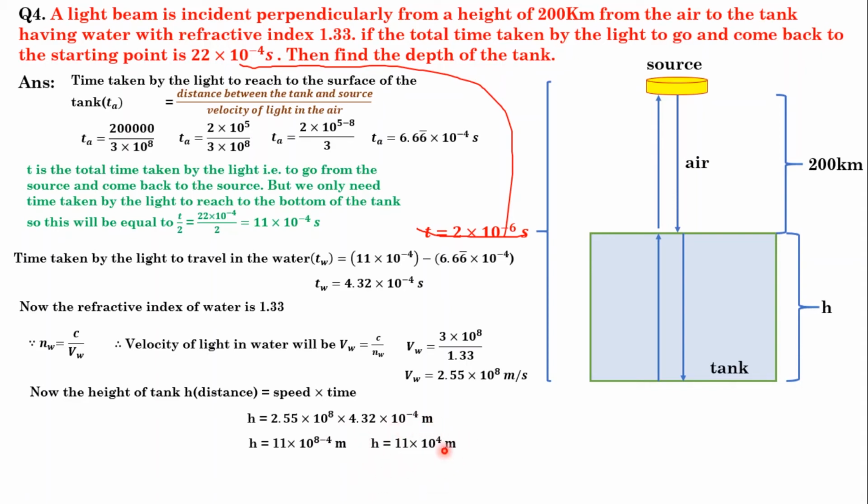If we convert it into kilometer, this is going to be 110 kilometer. Okay, so this is our answer. The height, or we can say depth of the tank, will be 110 kilometer. Clear? First we have to calculate the speed of light in the tank, and then we have to multiply with time, and we will get the height. So this was a little bit difficult problem, but quite simple.